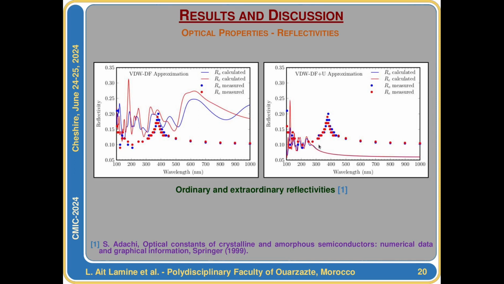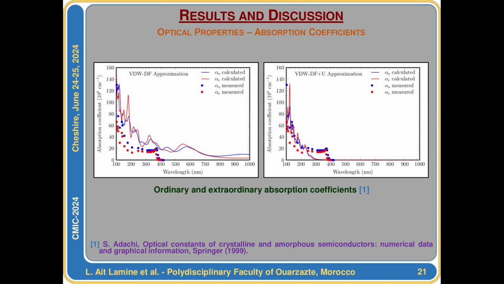toward lower wavelengths. And for the absorption coefficients, VDW-DF functional failed to predict the transparency properties of wurtzite ZnO in visible and near infrared regions, and presented some disturbances in near ultraviolet region. This mismatch has been rectified by the consideration of the Hubbard U parameters.